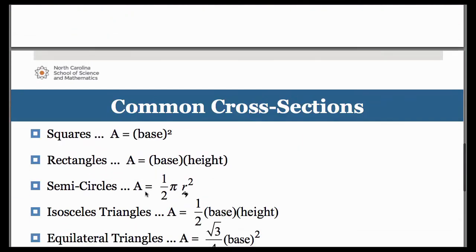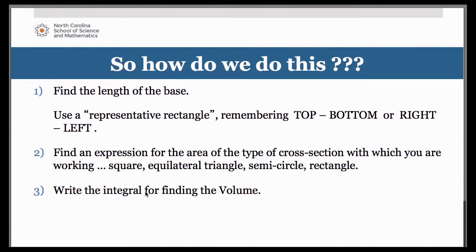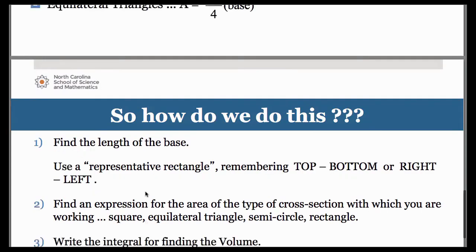So the basic process is a simple three-step one. The first thing you're going to want to do is come up with an expression for the length of the base of the type of cross-section you're told you have. You're going to use that representative rectangle idea, and to come up with your expression for the length of that rectangle, you will use that top minus bottom or right minus left idea we've talked about before. Secondly, you're going to find an expression for the area of the type of cross-section that you're working with. And those are the ones on the previous slide.